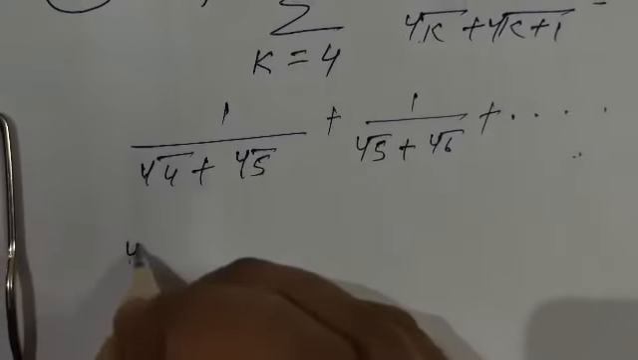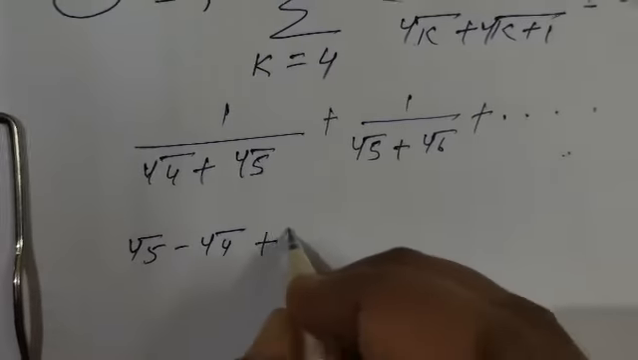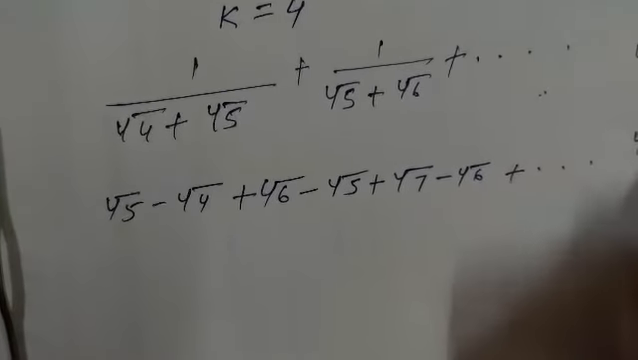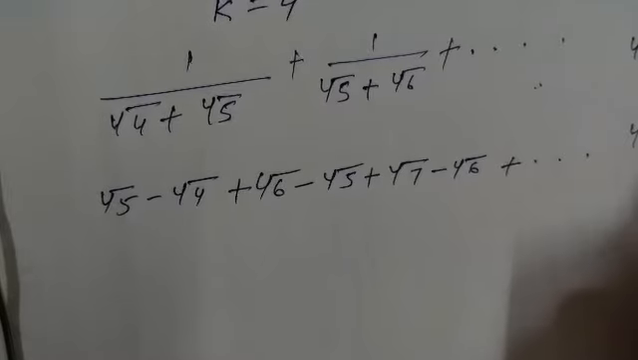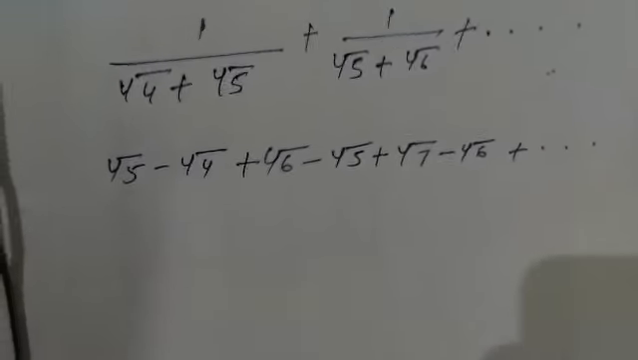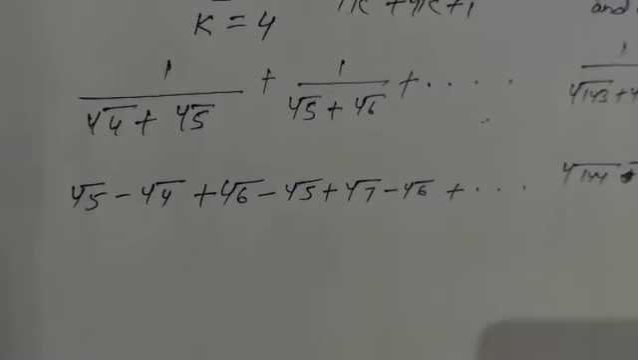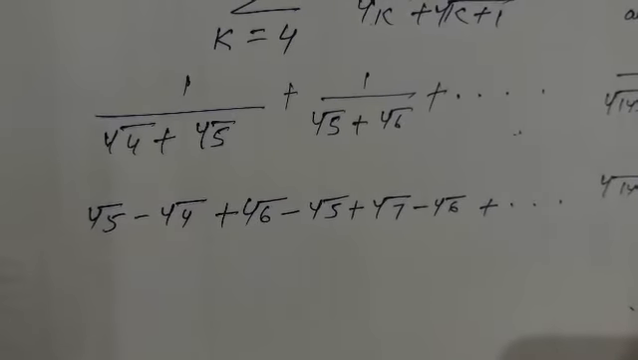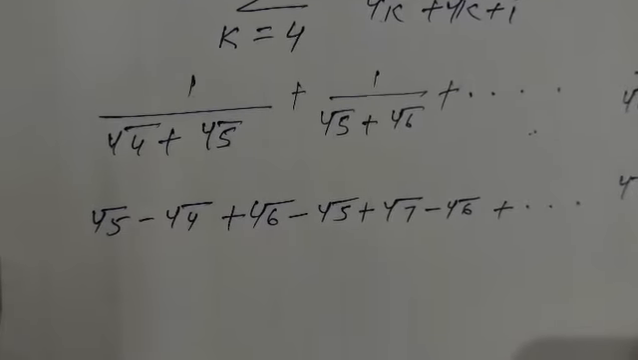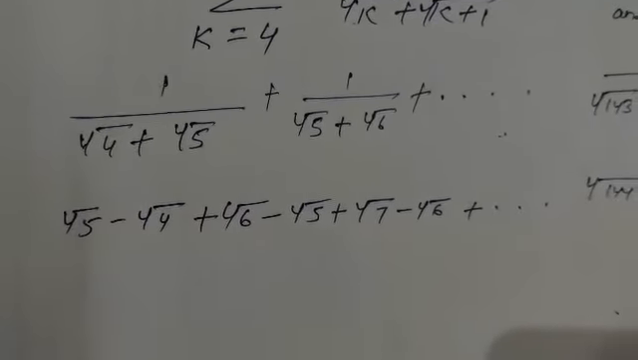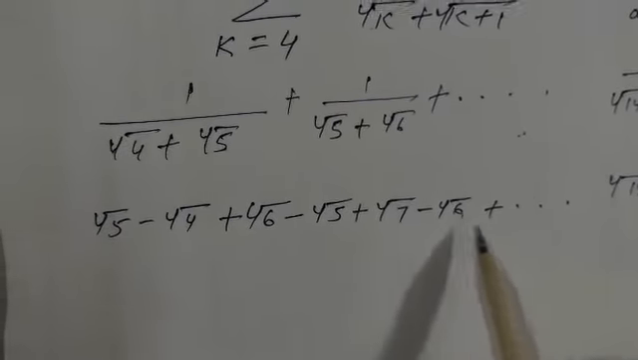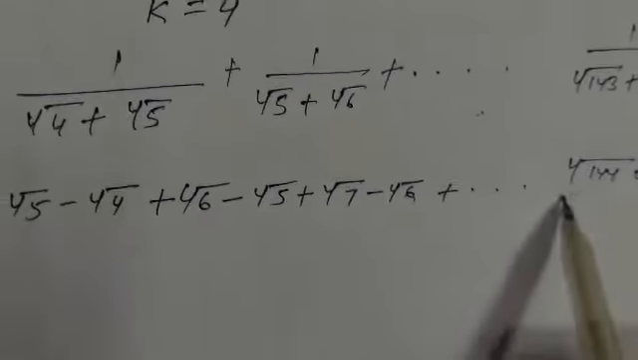Then you can write it directly: root 5 minus root 4 plus root 6 minus root 5 plus root 7 minus root 6, and it keeps on going till the last term, root 144 minus root 143. Clear? What is happening? The last term is an even term, here 144 is even. Here also you can see that the highest term will be even.